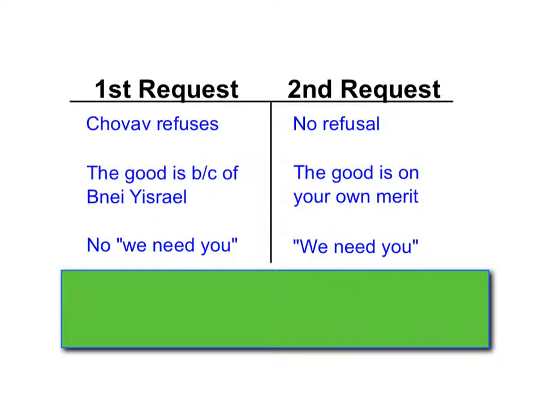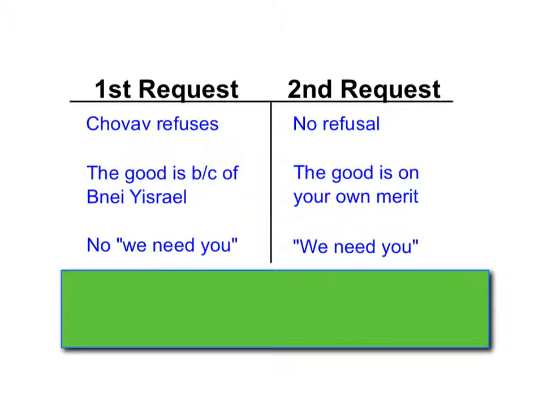To understand this, let's take a look at the differences side by side. First request, Chovav refuses. Second time, he doesn't refuse, so it's a better request. First time, the good is because of Bnei Yisrael. The second time, the good is on your own merit. The first time, Moshe doesn't say, we need you. The second time, he says, Chovav, we need you.